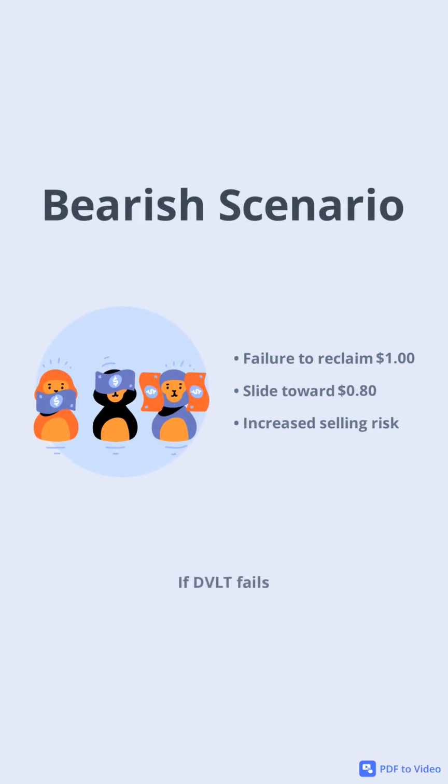If DVLT fails to reclaim the $1 level quickly, the bearish scenario could play out, with the stock sliding toward 80 cents or even lower. The loss of key support levels and continued negative momentum would likely attract more sellers, increasing the risk of further declines. We'll discuss what to watch for in a bearish continuation and how traders can manage risk in this environment.